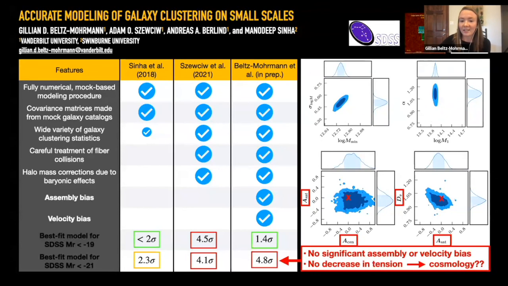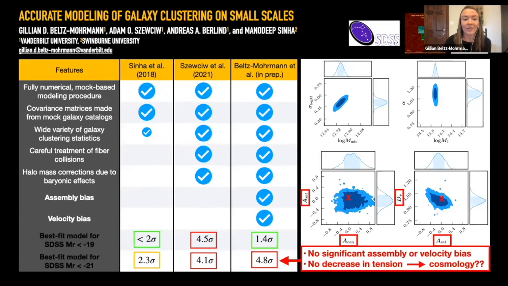However, after adding these features to the models for the high luminosity sample of galaxies, I do not detect any significant assembly bias or velocity bias, and I also don't see any decrease in this 4 or 5 sigma tension.